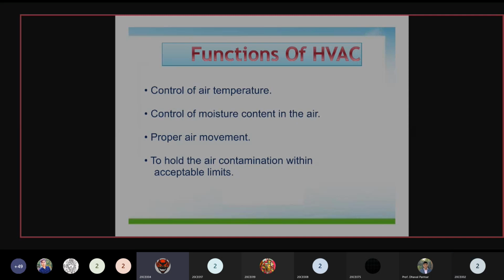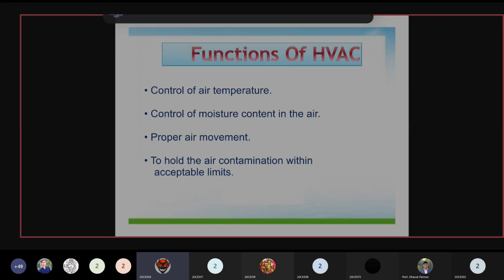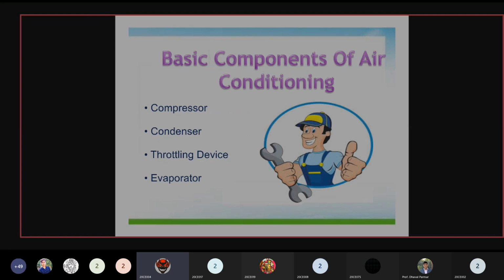Third, proper air movement. Its function is also to provide proper air circulation inside the building. With the help of ventilation unit, we can exchange air in any spaces and remove any combination of dust, dirt, moisture, excessive carbon dioxide, etc. and provide fresh air. Fourth, to hold the air contamination within the acceptable limits.